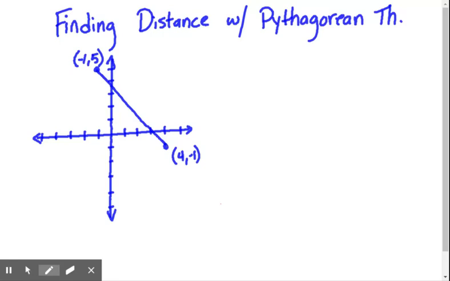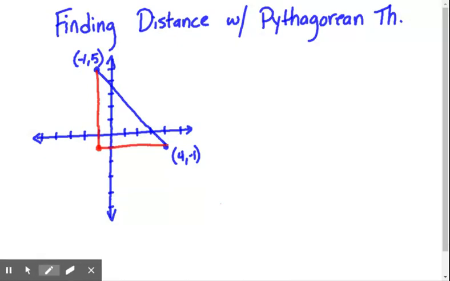So what I'm going to do is I'm going to treat that as if it were a hypotenuse of a right triangle. So what I'm going to do is I'm actually going to draw a right triangle on my coordinate plane, where these are the 2 legs, and the distance, that blue line segment, is my hypotenuse.